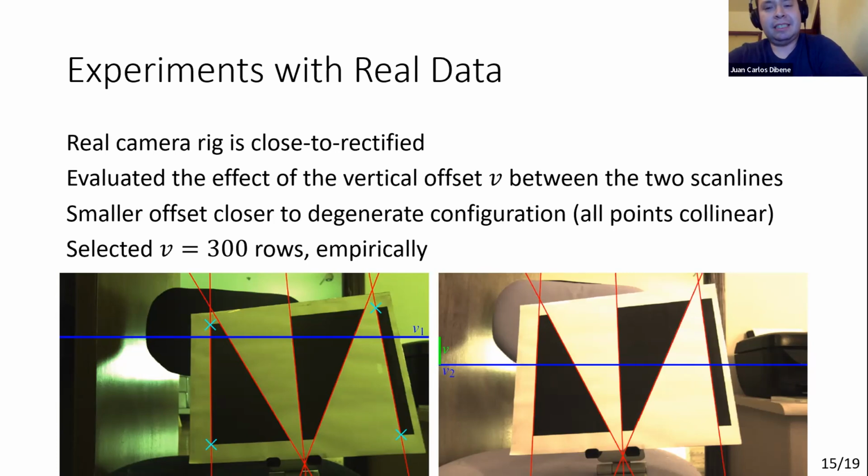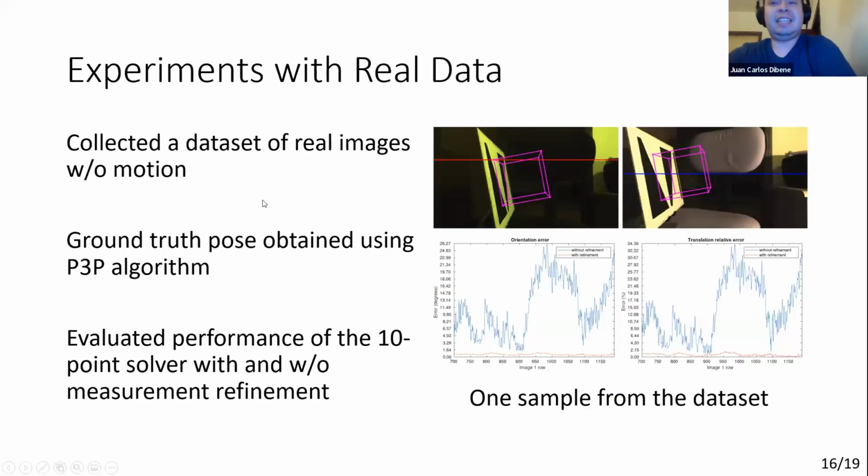So we use a binocular setup, which is close to rectified, which is a common configuration. We just have to be careful that the observed 3D points are not collinear, because again, that's a degenerate configuration. So we collected a small data set of real images. In this case, we use static images in order to be able to extract ground truth information using a standard P3P algorithm.